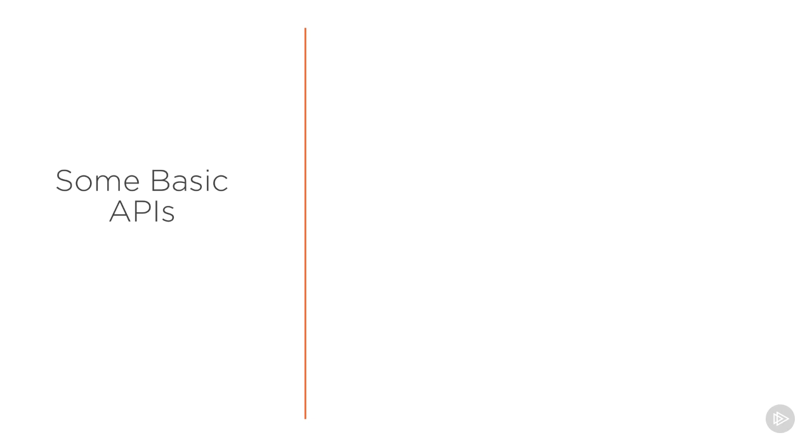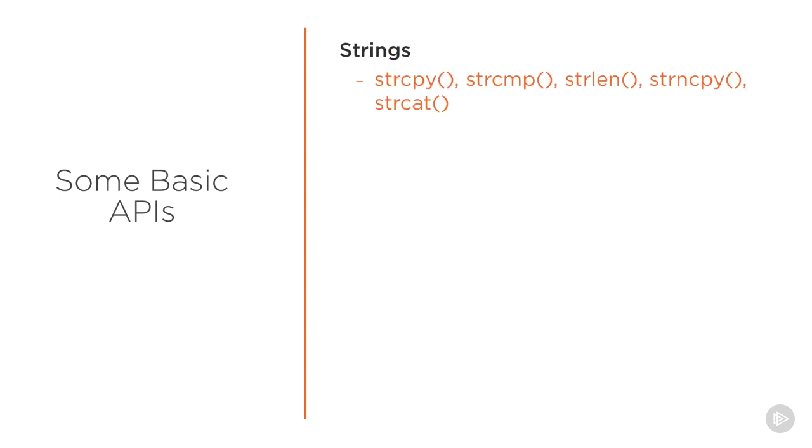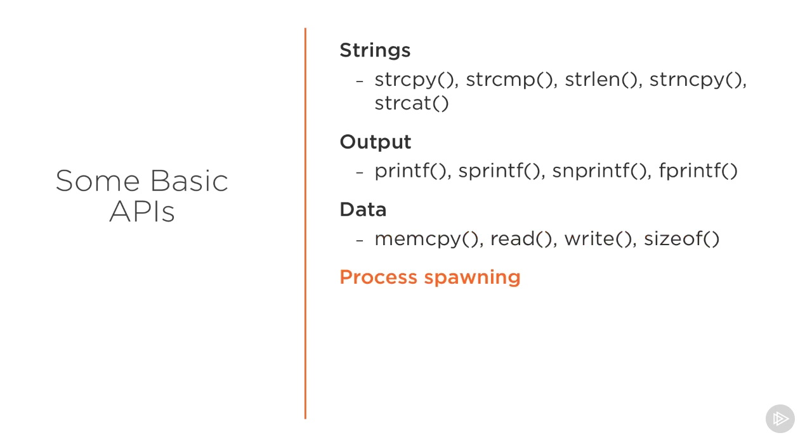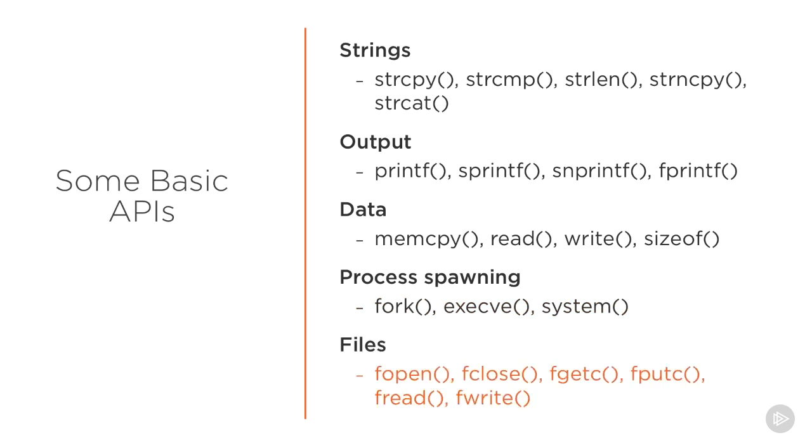So the standard and extended C libraries have just loads and loads of APIs, but here's a few that you'll bump into pretty often. Things like copying strings, comparing strings, checking the length of a string, all that kind of stuff. Those are common ones that you'll run into. Printing to the standard out or to buffers are quite common things that you'll want to do. Copying data, reading and writing from a file, checking the size of an element, very important things to do on data. Being able to fork or exec a process is very important. And opening, writing to, closing files are things that are commonly done.